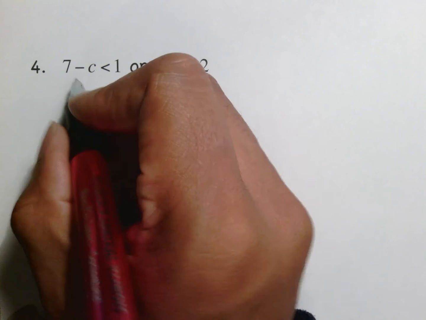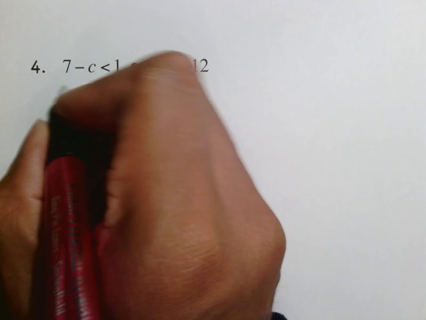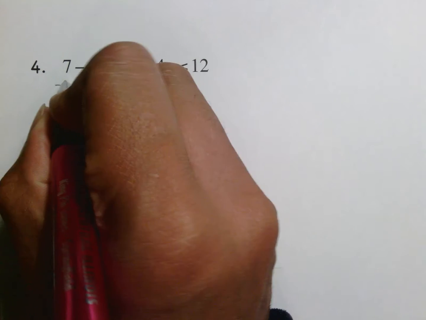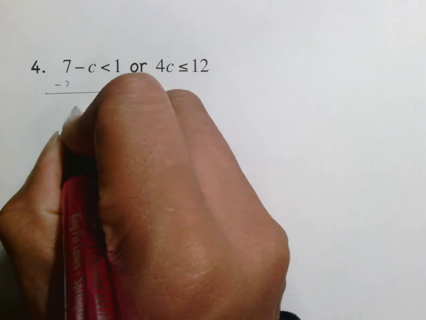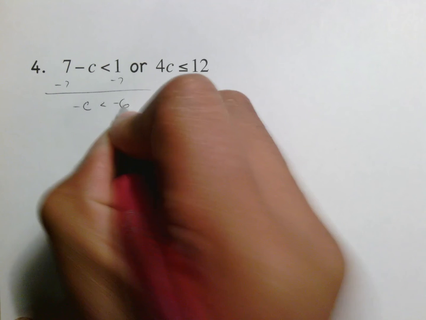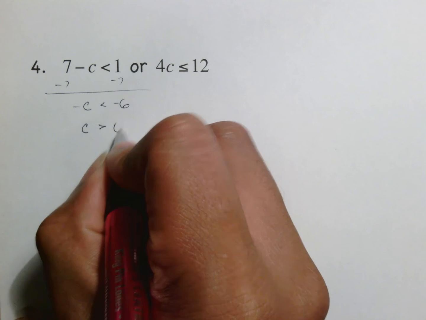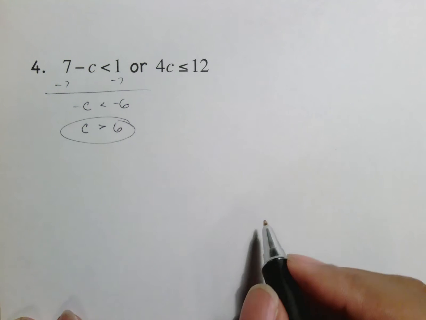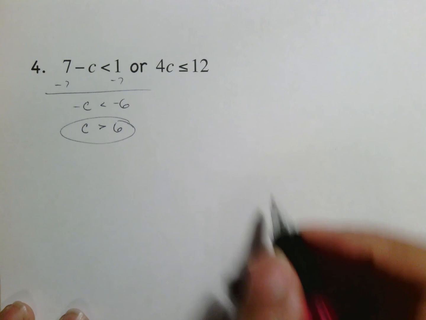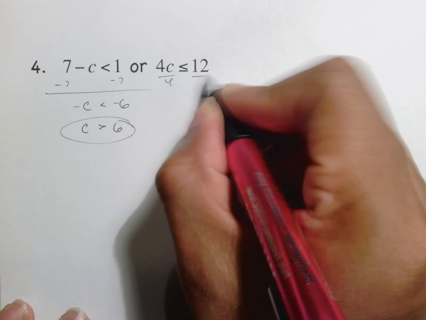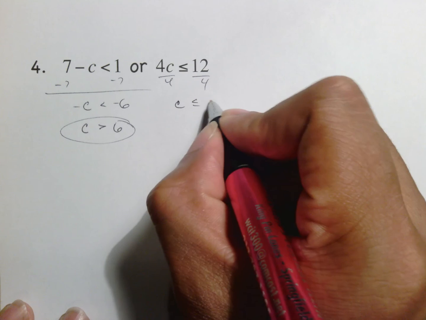Number 4, 7 minus c less than 1, 4c less than or equal to 12. First thing we do is we move the 7 by subtracting it. We don't like the negative c, so we switch signs, which means again everything must switch, ending up with c greater than 6. Over here we divide both sides by 4, getting c is less than or equal to 3.